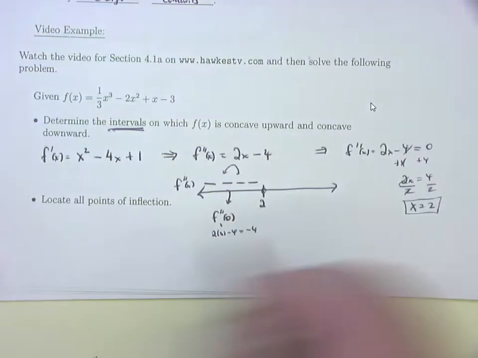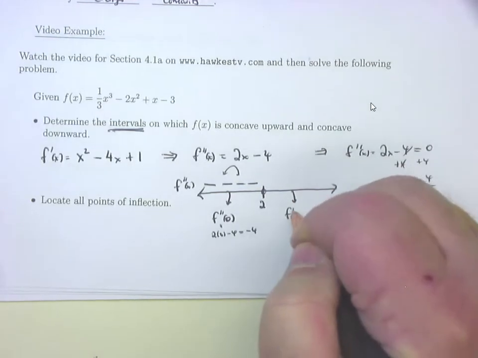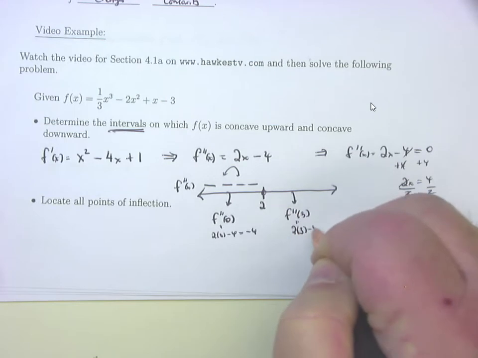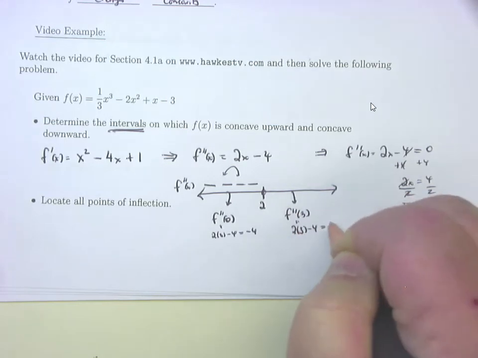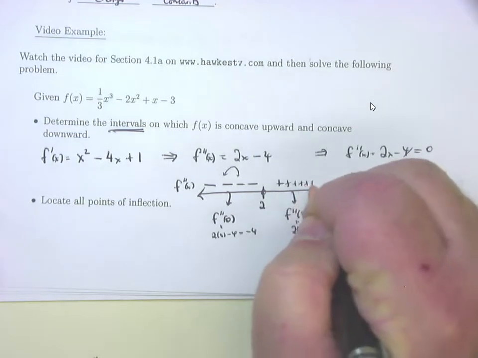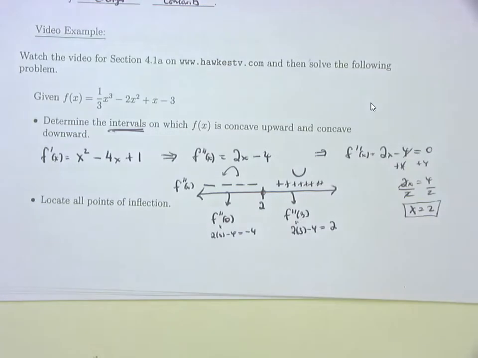Now I'm going to pick a number bigger than 2. I choose 3. So f double prime, plugging in 3. This would be 2 times 3 minus 4. 2 times 3 is 6, minus 4 is 2. Don't care what the number is. The fact it's positive, so everybody's going to be positive. This means, because this is a second derivative number line, it's going to be concave upwards.